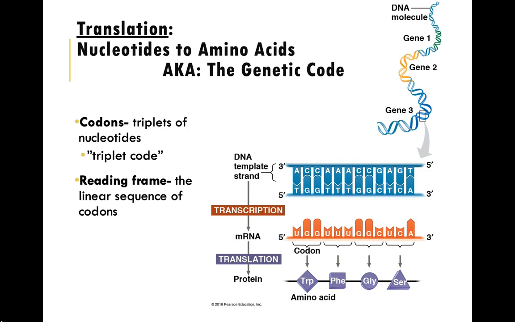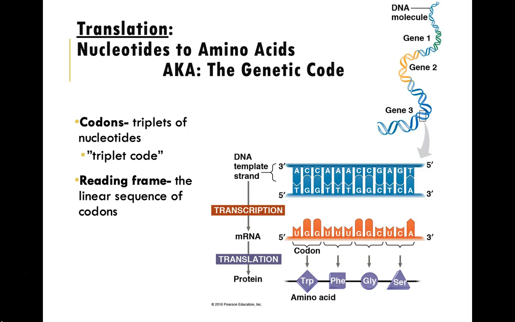Now, I didn't talk about the template or the coding strands during translation, so I'm going to talk about that here. That top one is the template, which means that's the one that's going to be used to make the messenger RNA. On the DNA, the strand that runs 5' to 3' is actually called the coding strand. So that's the actual gene that is being read. And the reason that that one is called the coding strand is because it has essentially the same sequence as your messenger RNA, which is going to be used to make the amino acid.